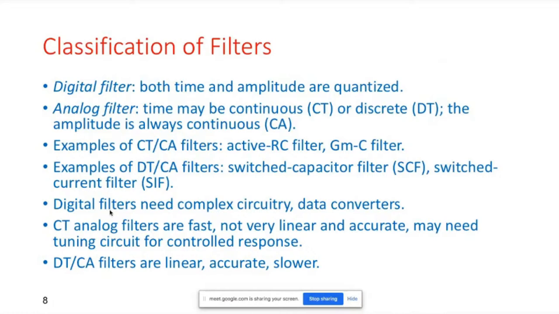Then also you have digital filters which are needed for the complex circuit, and then you have a data converter. So when you say continuous time analog filters, they are very fast, but the basic thing is they are not linear and the accuracy is very less, means you need to compromise with respect to the accuracy. And the variation due to supply voltage or any of the other surroundings, like we say PVT, process, voltage and temperature variations, are going to be more. So accordingly, we need some additional circuits to take care of this, whereas this may not be there in the digital circuits. Then discrete time and continuous amplitude filters are linear and accurate, but they are very slow because you are processing in bulk.